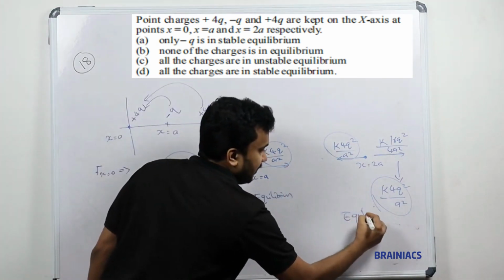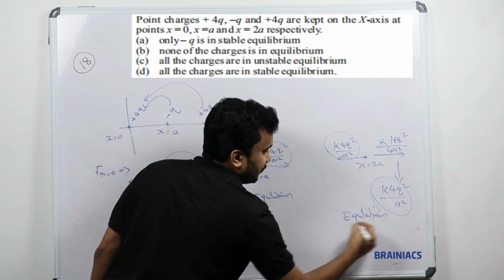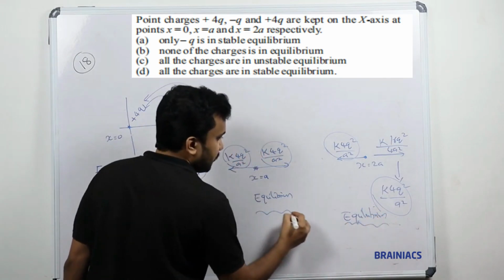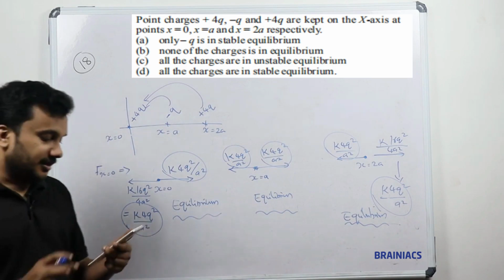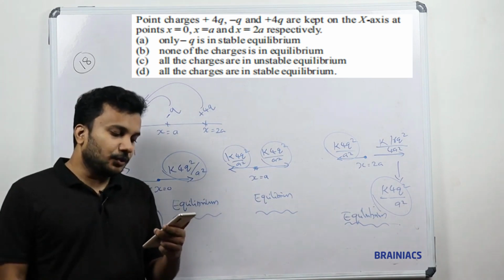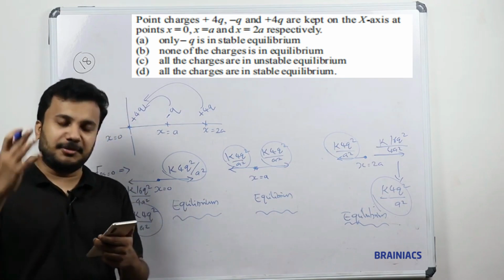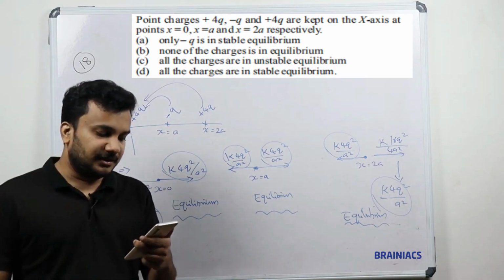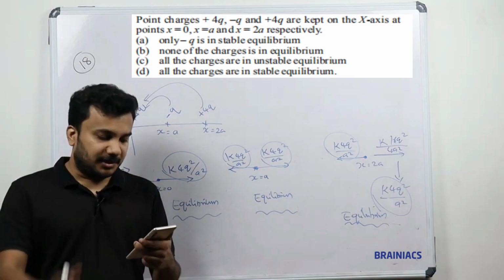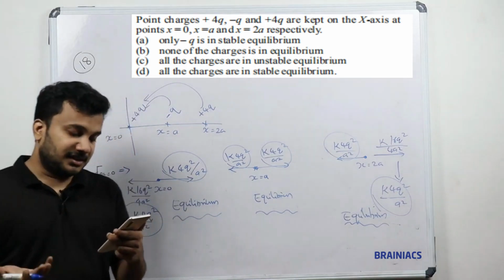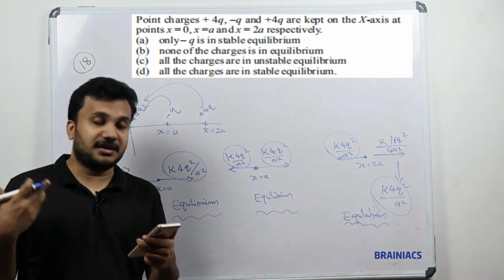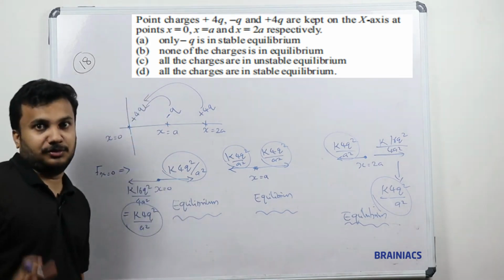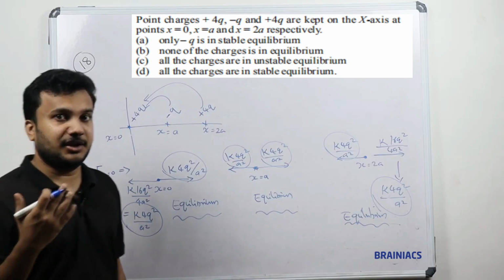So this body is also in what state? This is also in equilibrium. So all the charges are in equilibrium. The first option, only minus q is in stable equilibrium, is not a correct answer. None of the charges are in equilibrium is definitely a wrong answer. Third one, all the charges are in equilibrium. Fourth one, all the charges are in stable equilibrium. Now we know all the charges are in equilibrium.